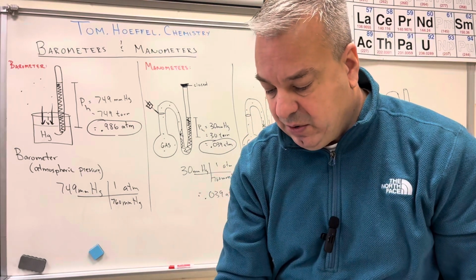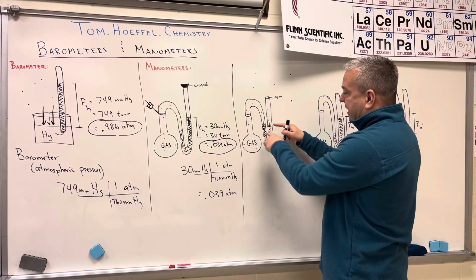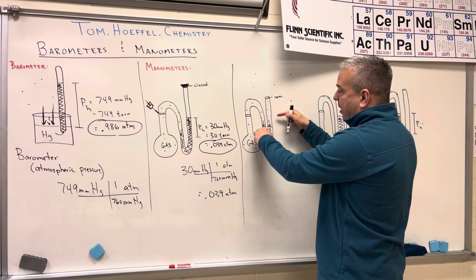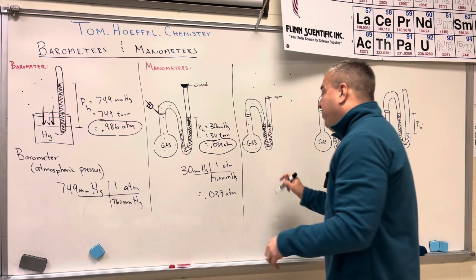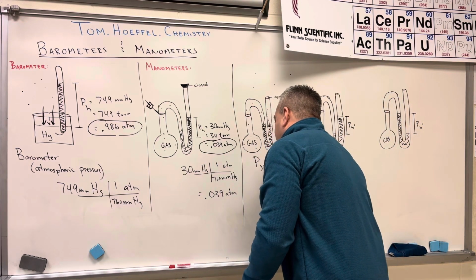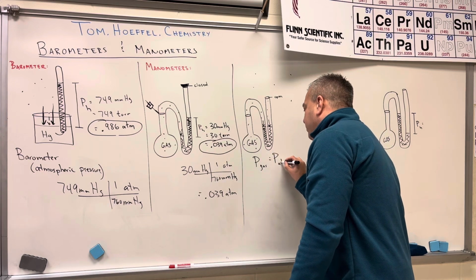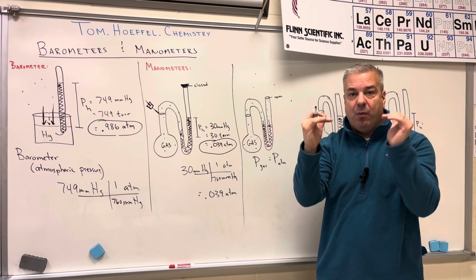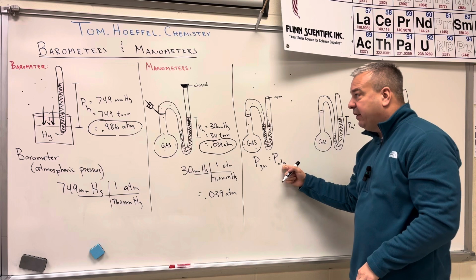So if we have a gas in here and it pushes down on the meniscus level on this side, but the atmosphere is also pushing down the same exact amount, then what that means is that the pressure of the gas inside here is equal to the atmospheric pressure, because if the levels are the same, neither one is stronger than the other. So the pressure of the gas is equal to the atmospheric pressure.